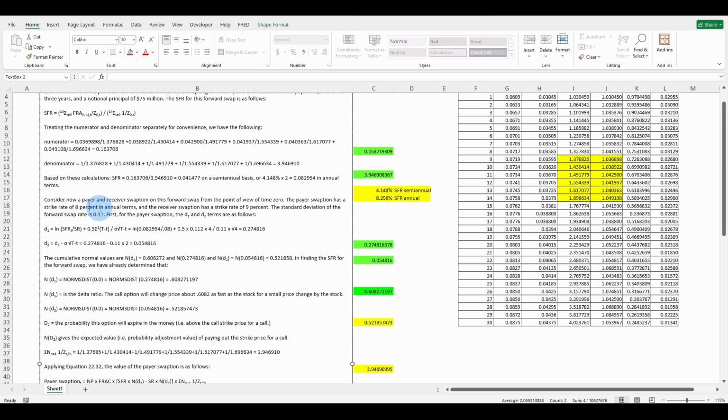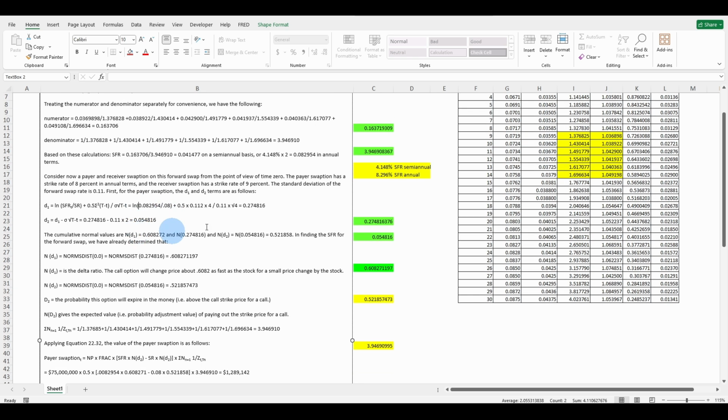Consider now a payer and receiver swaption on this forward swap from the point of view of time zero. The payer swaption has a strike rate of 8% in annual terms, and the receiver swaption has a strike rate of 9%. The standard deviation of the forward swap rate is 0.11. First, for the payer swaption, the d1 and d2 terms are as follows. Now keep in mind, here's the equation worked out.